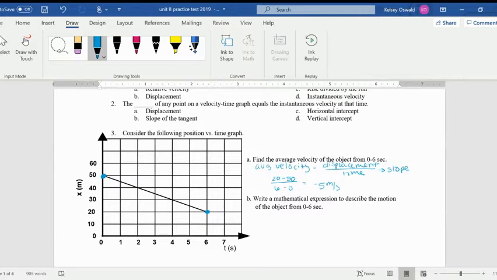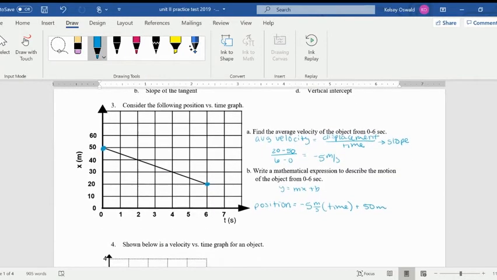So then when we want to write a mathematical expression, we're looking for the equation of our line. And we know we use y equals mx plus b. So here our y is our position. That's equal to our slope, which we found to be negative 5 meters per second, times our x variable of time, plus our starting position of 50 meters. Okay, so that's what we should have had for our mathematical expression of our object's motion here.